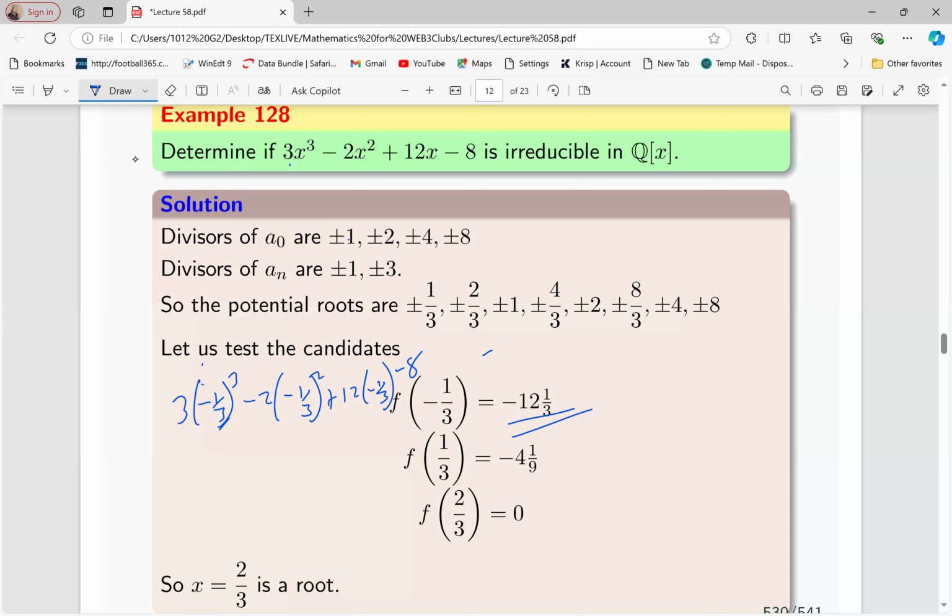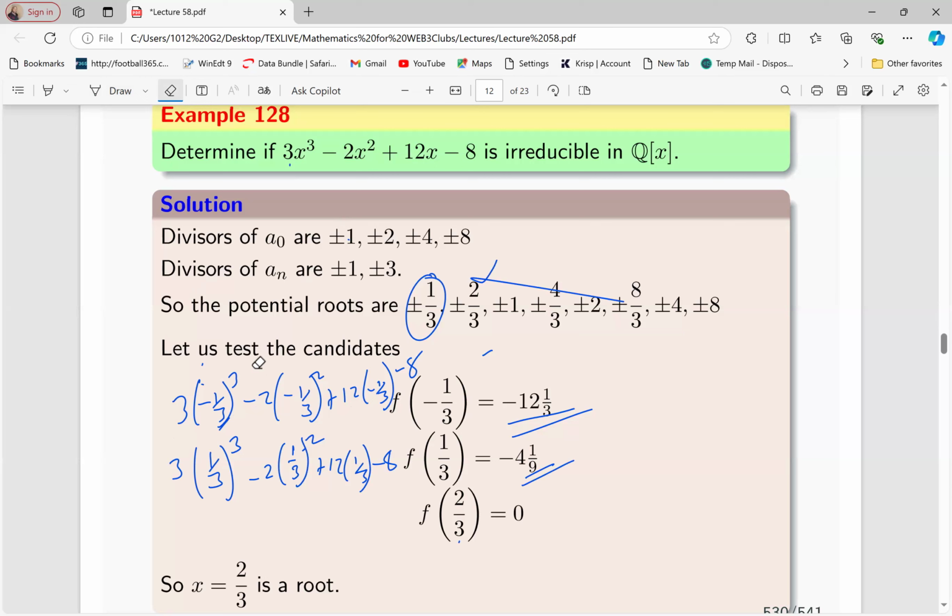Next I'm trying a third. I tried negative a third, and now I'm trying a third. So a third raised to 3, then 2 times a third raised to 2, and then 12 times a third, then negative 8. And when I did that, I got this. Then I tried 2 thirds, and it gave me 0.